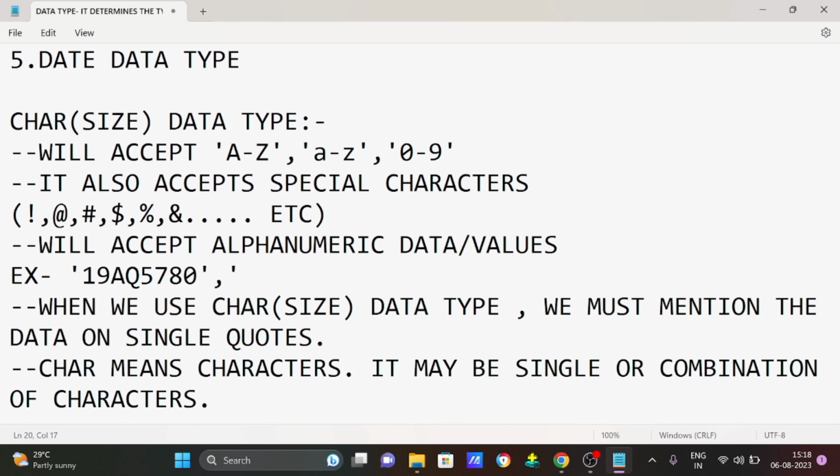Or A. Now, it is a single character. Even this can also be considered as a character, and even this can also be considered as a character. Anything that is written in between single quotes, either it is special characters or alphanumeric or small alphabet or uppercase, lowercase, digits, whatever, written in single quotes are considered as characters.